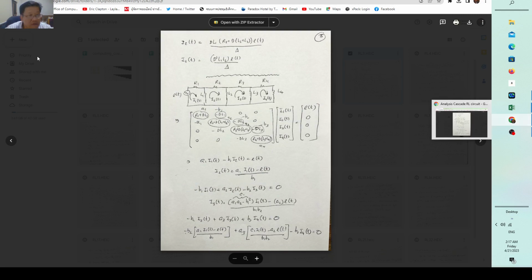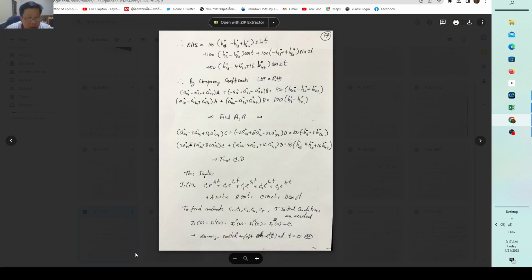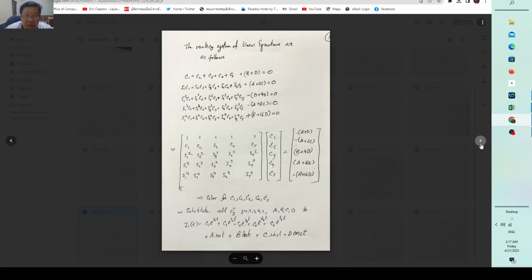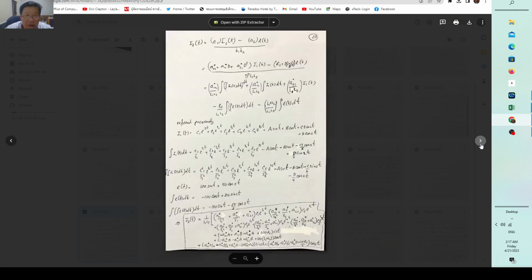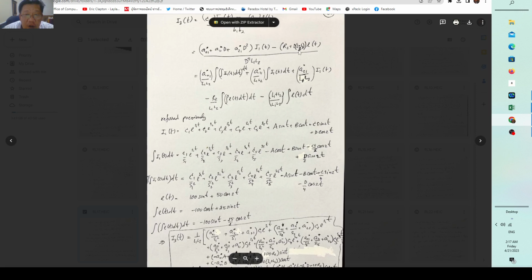Now we go back. Yeah, it should be L1 plus L2. Yeah, this one is L1 plus L2. Okay, R2 plus here.